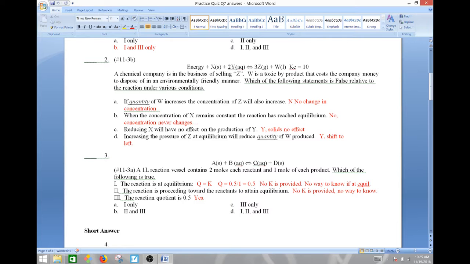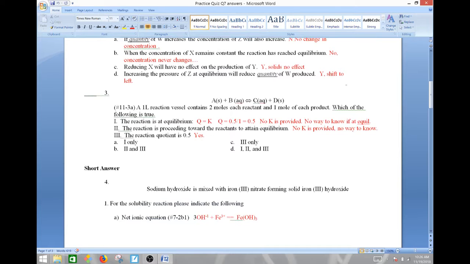Increasing the pressure of Z at equilibrium will reduce the quantity of W produced. Increasing the pressure of Z will shift to the left, and we'll reduce the quantity of W produced. Yes, this is true, and I have quantity here because W will reduce quantity. So I actually have 2 yeses and 2 nos in this problem, so there's a little bit of a glitch. I could change this to 'we'll reduce the concentration of W.' This would then be no, and all 3 of them would be no. Either way, just be aware of that situation with that problem.